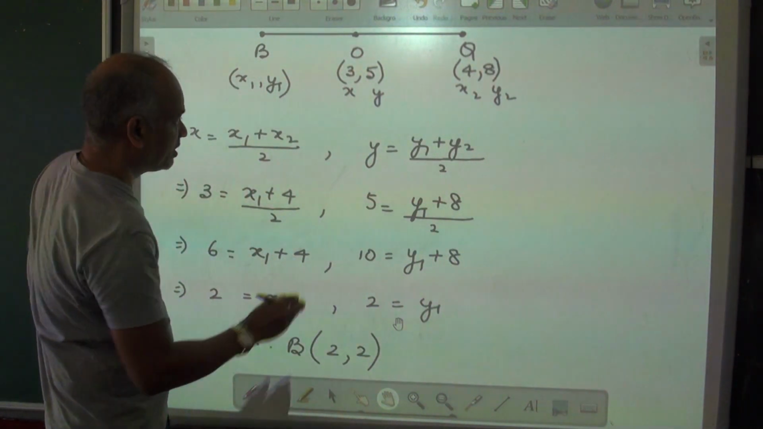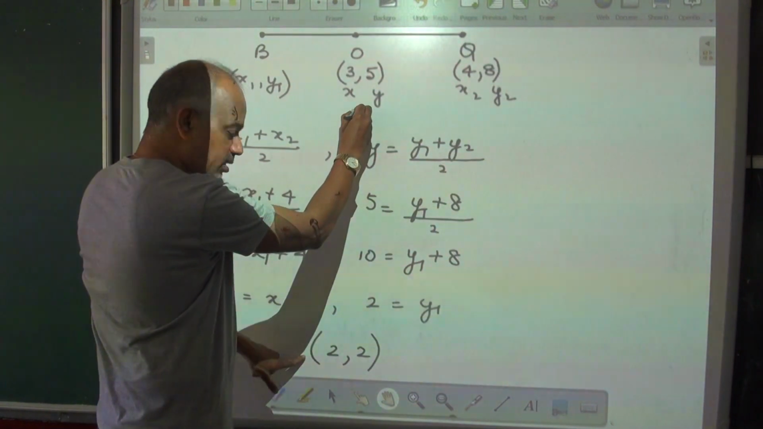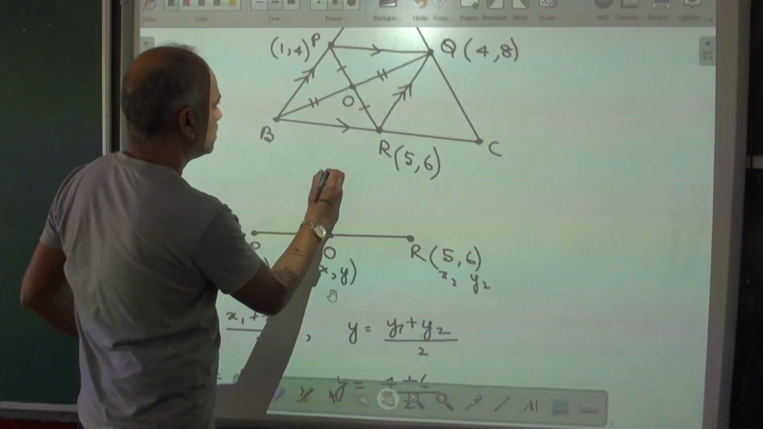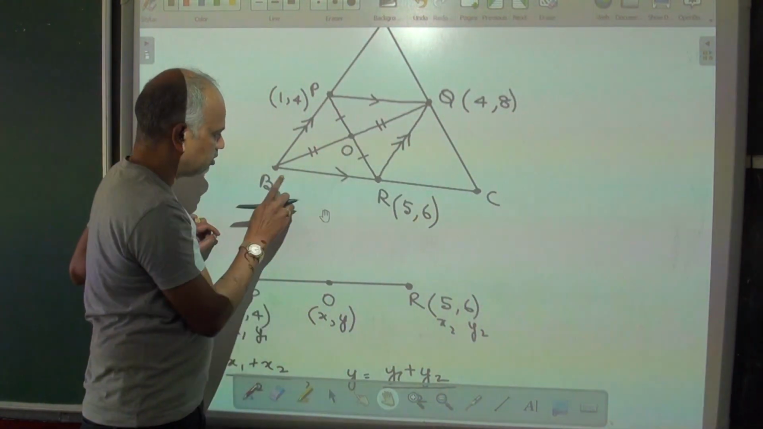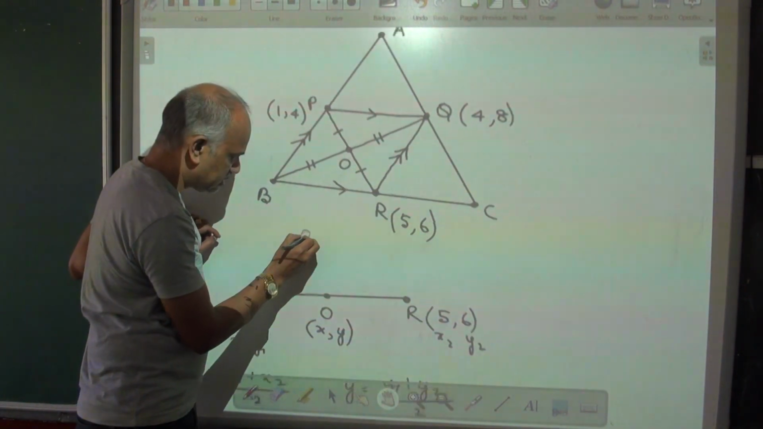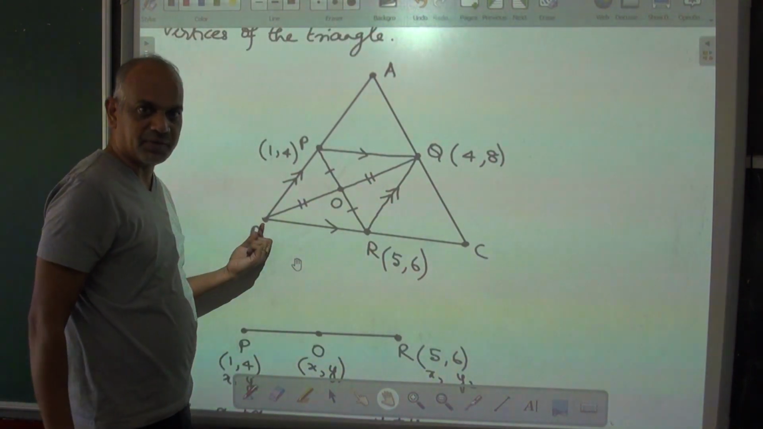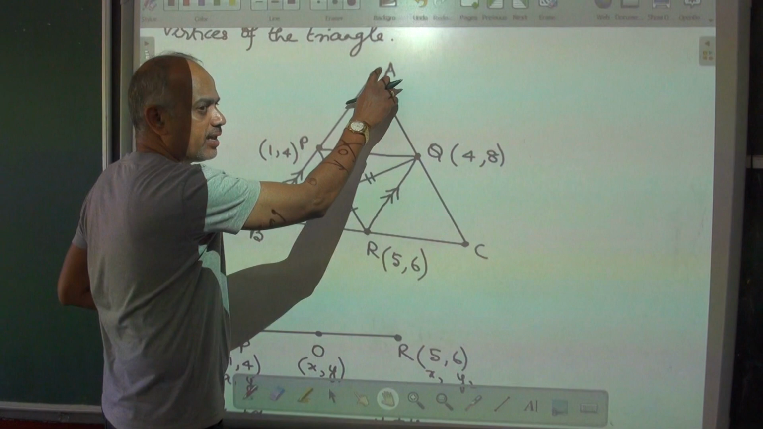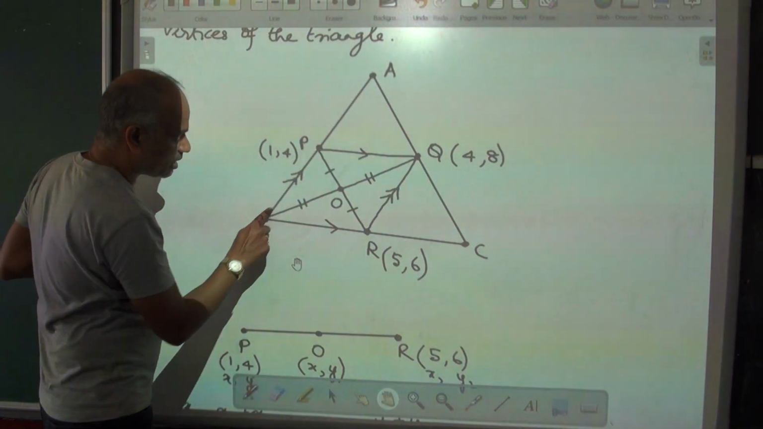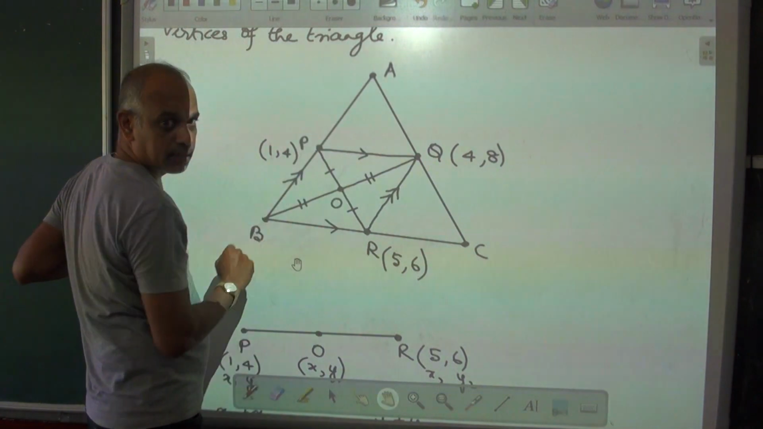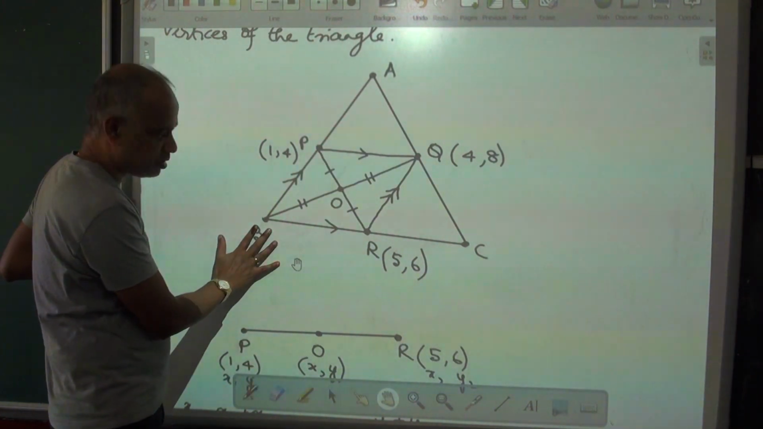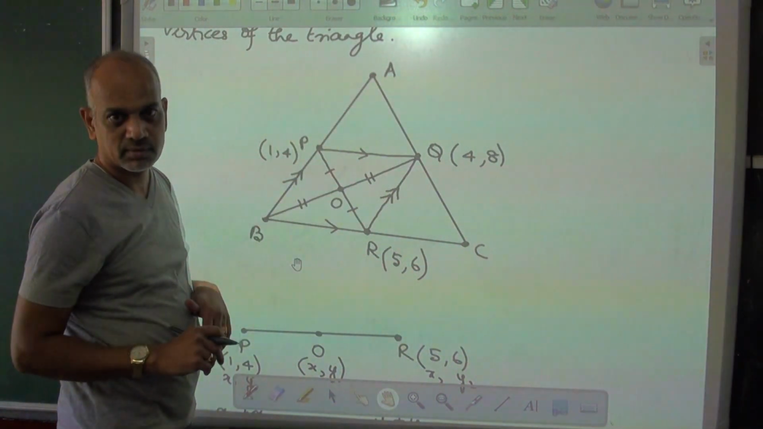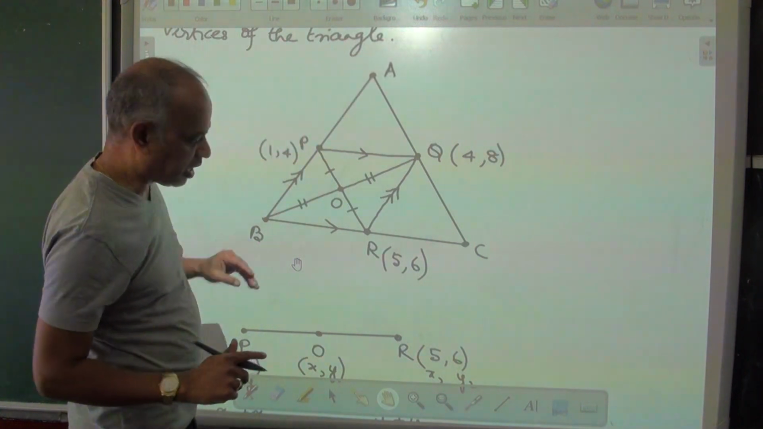So you found B. Now let's go back to the figure. You found B, right? You already found O. Next, one vertex of the triangle is found. Now you have to find the other vertex. Let's find A. For that, take this line segment, B, P, A. B is known, which was just found. P midpoint is known. A is the other extreme point that you have to find. So we have to find coordinates of A.